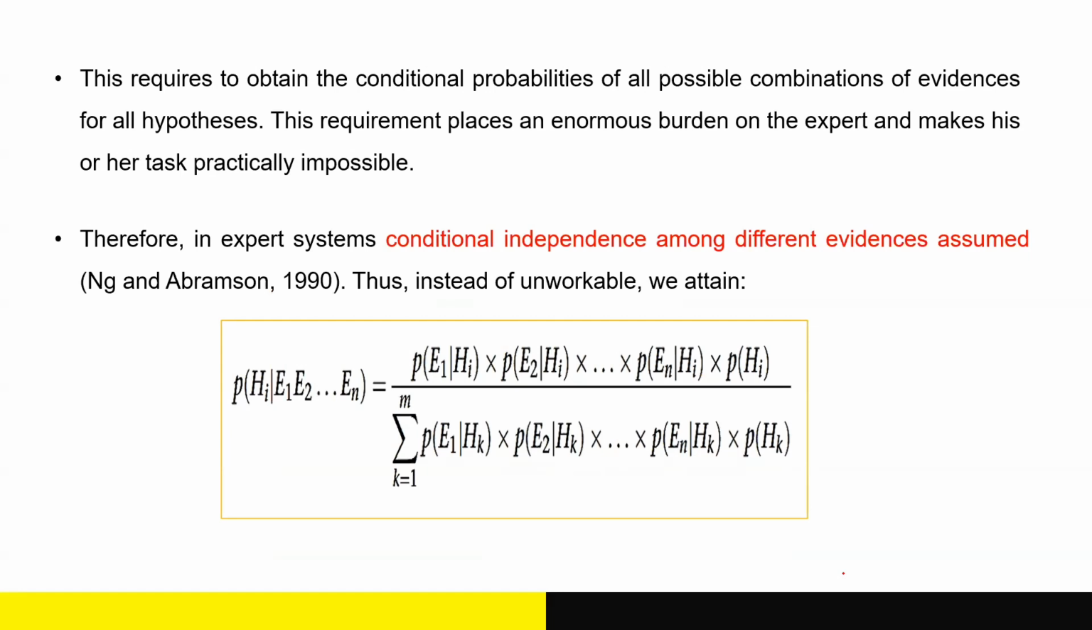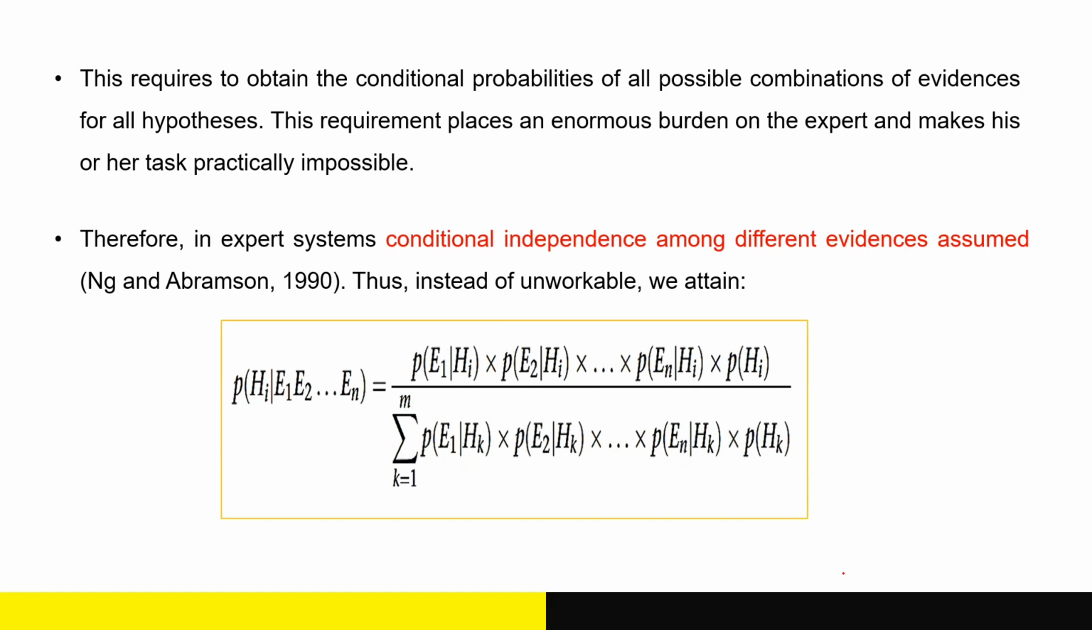But this requires obtaining the conditional probabilities of all possible combinations of evidences for all hypotheses. This requirement places an enormous burden on the expert and makes his or her task practically impossible. According to Nang and Abraso 1990, in expert systems, conditional independence among different evidences is assumed. So, to calculate the probability of each possible combination of evidence given each hypothesis is a very difficult and time-consuming task, as there could be many possible combinations of evidences and hypotheses.